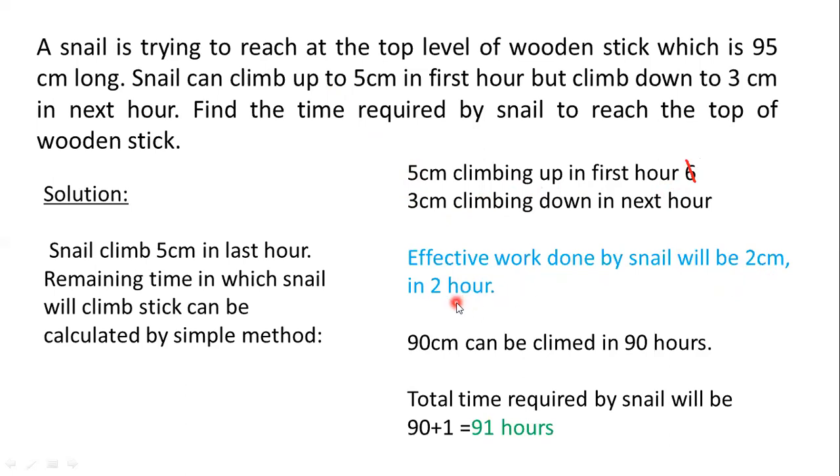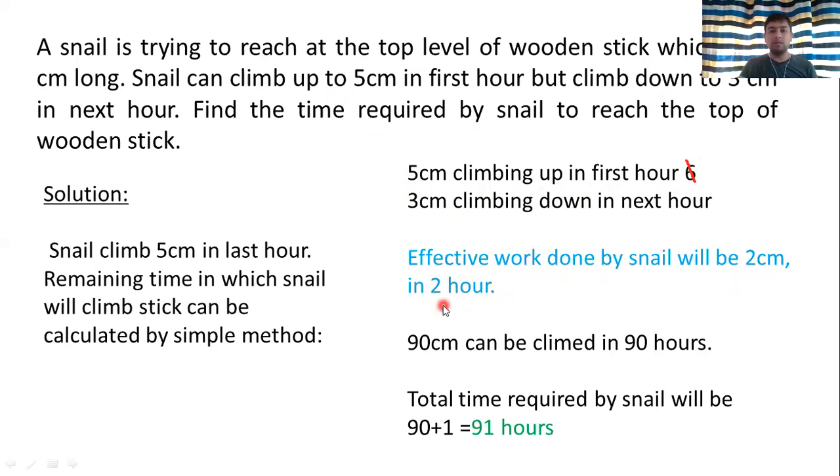Okay. First hour mein 5 centimeter climb kar raha hai. Lekin second hour mein it is coming down by 3 centimeter. So what will be the effective work? Effective work will be 2 centimeters in 2 hours. So can we say 90 centimeters can be climbed in 90 hours? Is it right? If 2 centimeter climb karne ke liye 2 hours lag rahe, to 90 centimeter climb karne ke liye obviously 90 hours lagenge. Okay, it will take 90 hours.